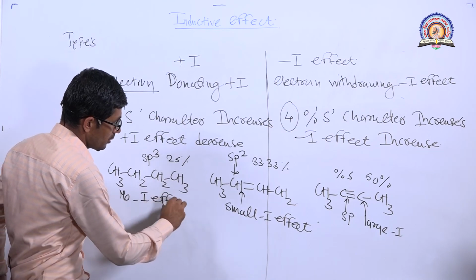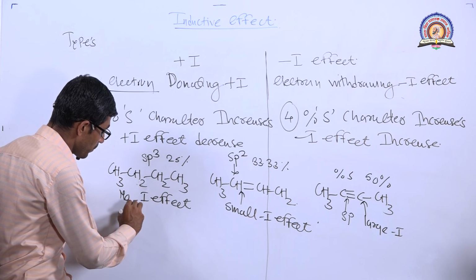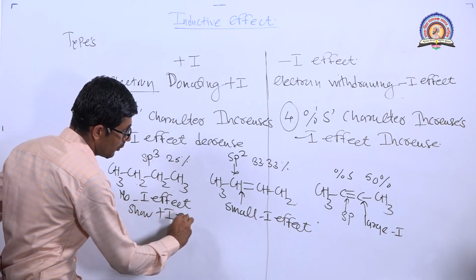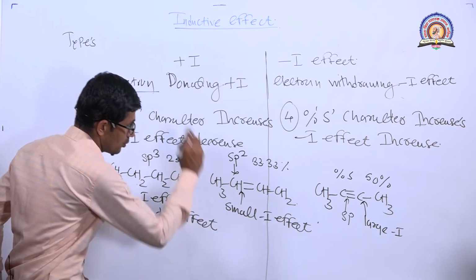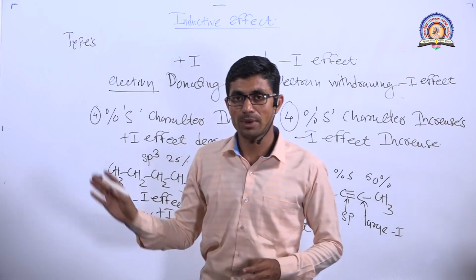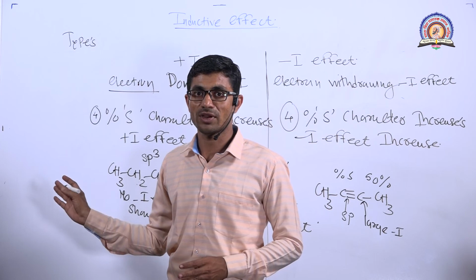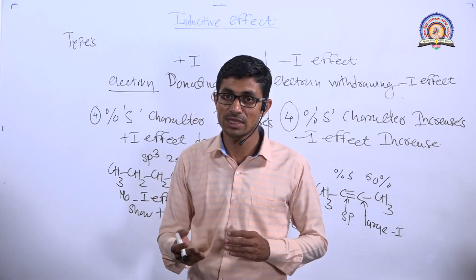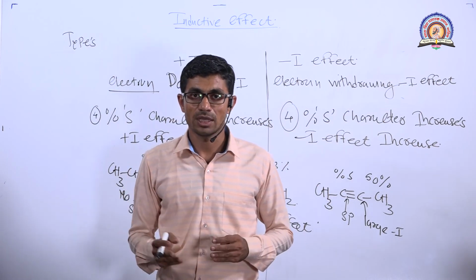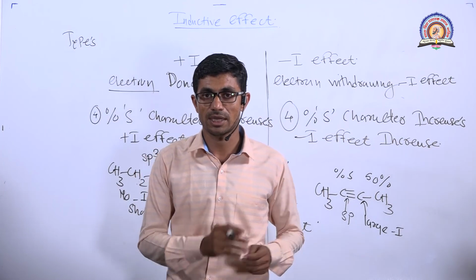But this sp3 hybridized carbon shows the plus I effect, the electron donating inductive effect. So in this way we can say, for plus I and minus I, as the percentage of s character increases, the minus I effect increases but the plus I effect decreases. So this is all about how the inductive effect is present in case of percentage of s character.